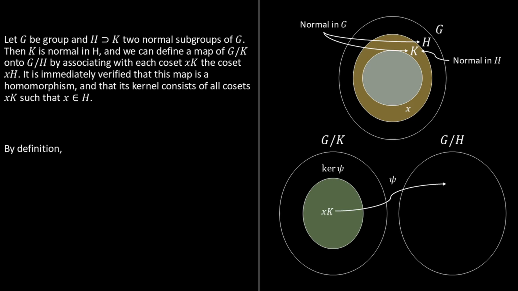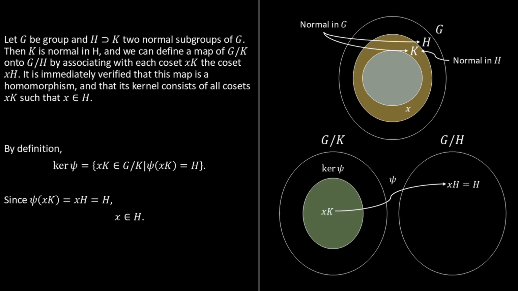The fourth claim is that its kernel consists of all cosets xK such that x is in H. By the definition of kernel, the kernel of psi equals the set of all elements xK in G mod K where psi of xK equals H. Since psi of xK equals xH equals H, x must be in H. Hence, the kernel of psi consists of all cosets xK such that x is in H.